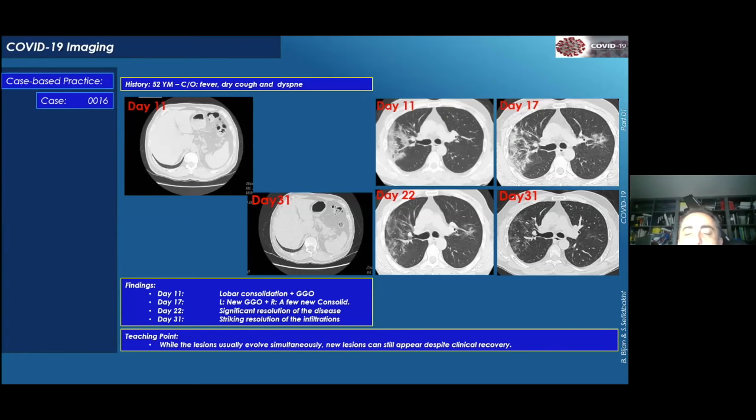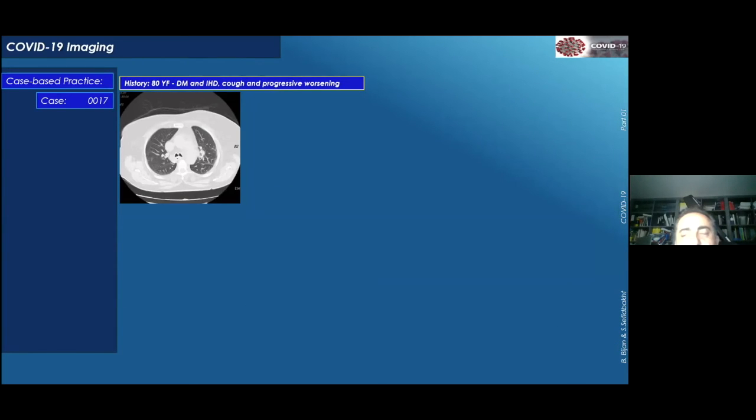Remember that new lesions can still appear even if the patient is recovering. So if the patient is recovering and now from 4 lesions you have like 15 lesions, still that's okay. That can happen. So there's no direct correlation between the number of the lesions and the disease progress.